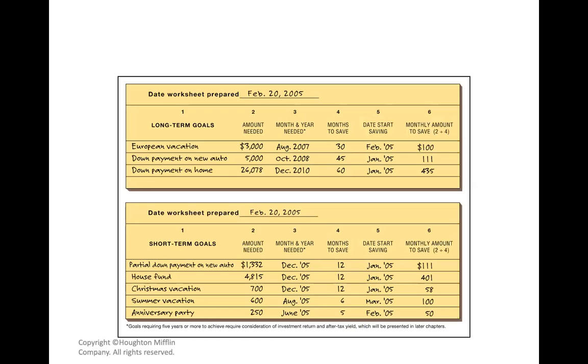So the long-term goal is that this guy or this woman wants to go on a European vacation, but it's not happening in the near situation, because this is still 2005 and she wants to go in 2007. So it's included in long-term goals. But if he or she wants to go on vacation, let's say next month, it should go to short-term goals. Of course, that's really logical, right?